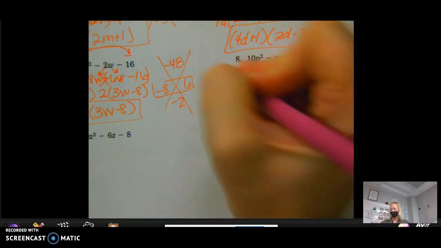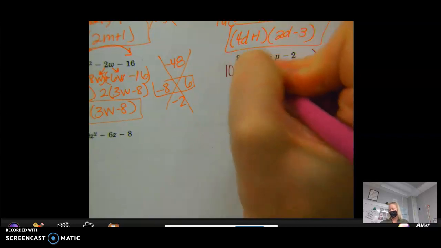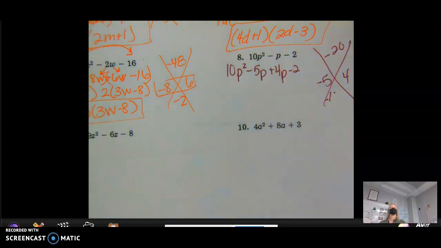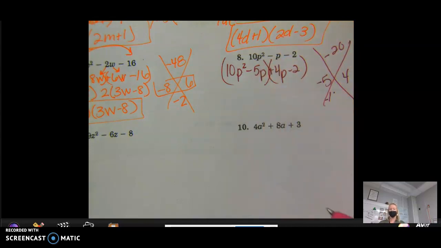-5 and 4. So we're going to keep the 10p squared. We're going to do -5p plus 4p minus 2. Again, you may have switched the order on that, and that is fine. You're going to get the same answer, just in a different manner.